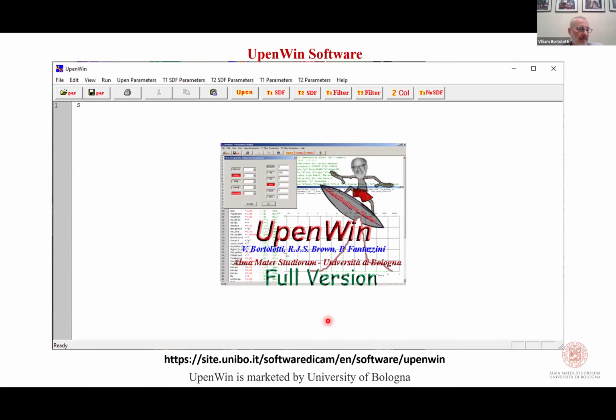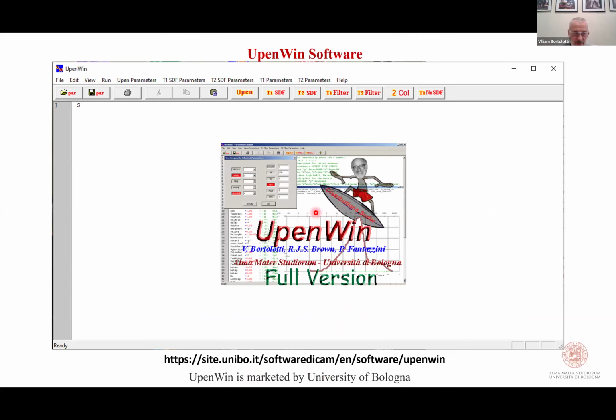OpenWin in detail, very fast. Around the algorithm, we developed a software. The software is marked OpenWin, specific by University of Bologna. This was in 2008, the period.